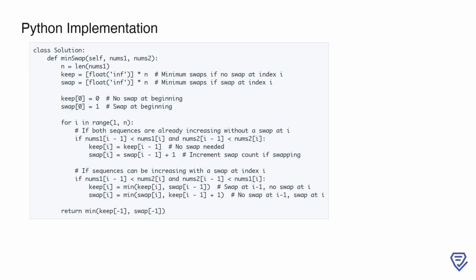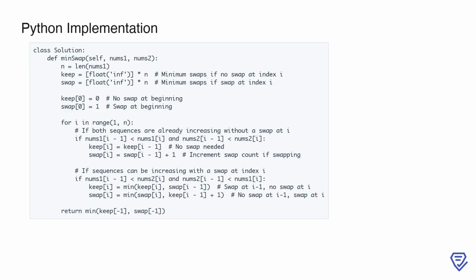Then, iterating over the indices from 1 to n-1, we check two conditions. 1. If both sequences are already increasing without a swap at i, we update keep[i] to keep[i-1], since no additional swaps are needed, and swap[i] becomes swap[i-1] plus 1 to reflect a swap at the current index. 2. If the sequences can be increasing with a swap at index i, we update keep[i] to the minimum of its current value and swap[i-1], meaning a swap at i-1 can lead to no swap at i. Similarly, swap[i] is updated to the minimum of its current value and keep[i-1] plus 1, meaning no swap at i-1 but a swap at i.